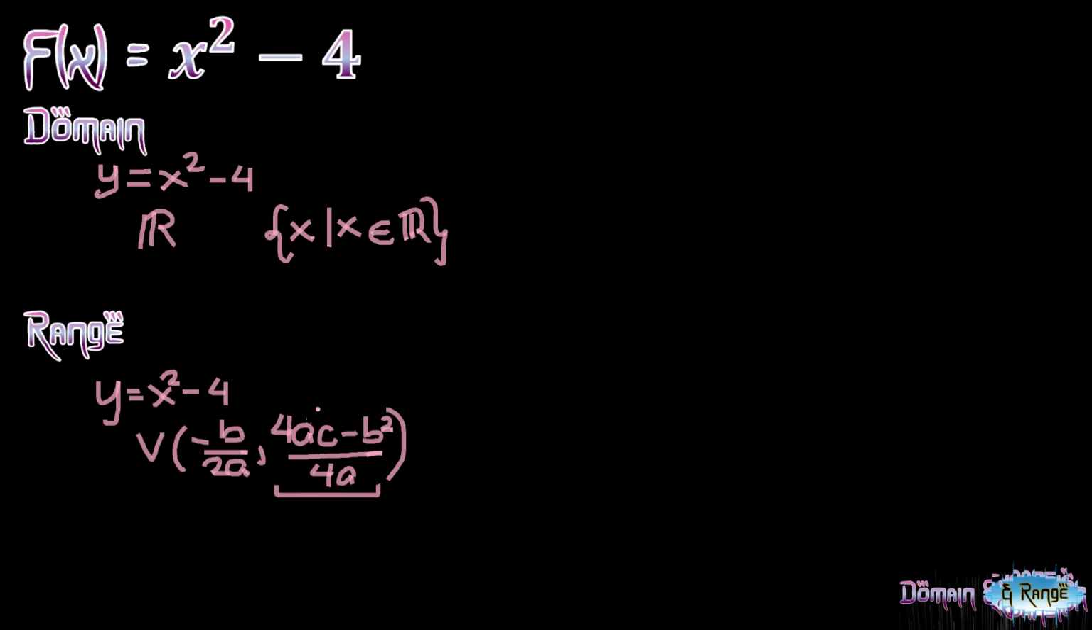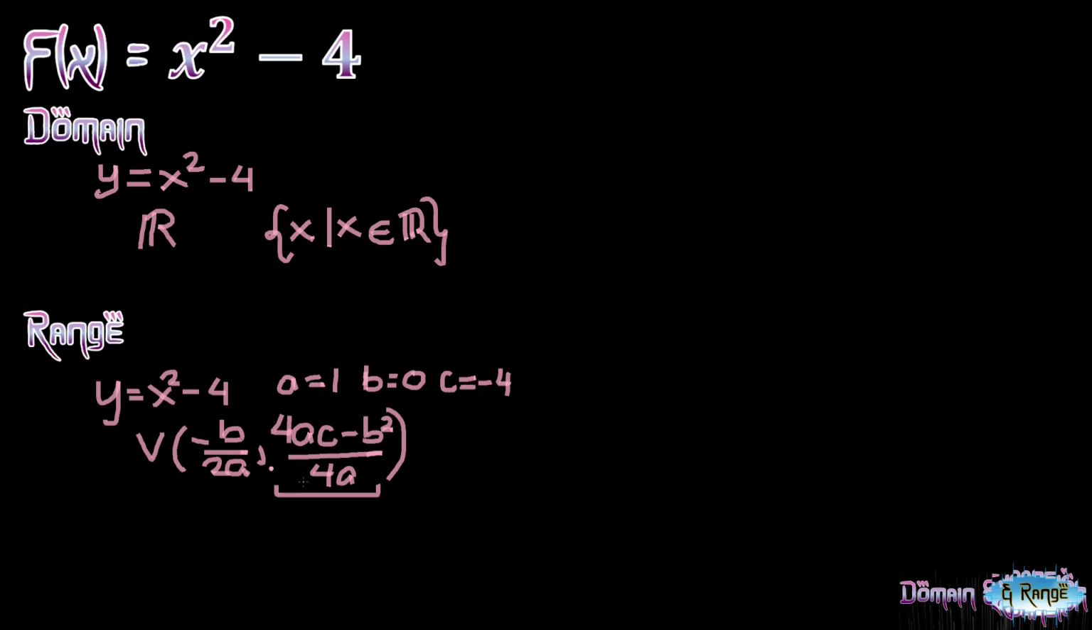So where do we get this a, b, and c? The a coefficient is the coefficient of x squared. That's 1x squared, so that's 1. The b coefficient is the coefficient of our middle term or the x term. Since we don't have an x term here, that's 0. And our c is the constant, which is negative 4.